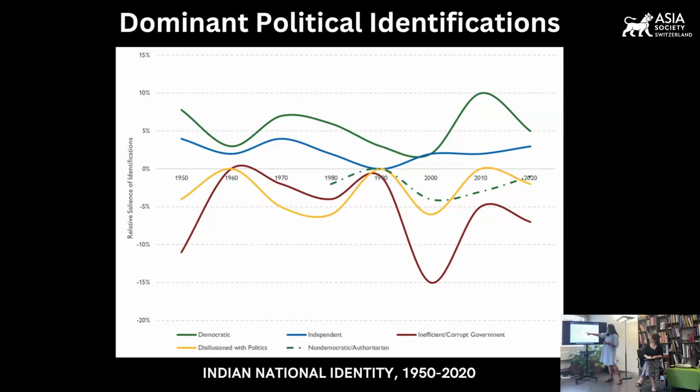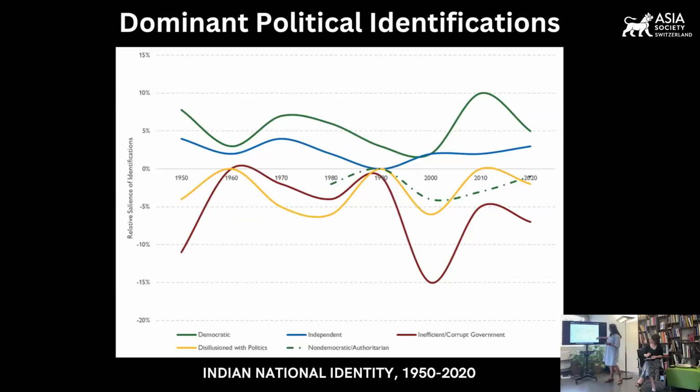And since 1980, we've seen a counter-identification emerge of a non-democratic and authoritarian India. So at times when democracy has dipped especially low here, starting in the 1980s, right, where Indira Gandhi's rule was moving in a more autocratic direction towards the end of her government, concerns started emerging that India was heading in a more non-democratic and authoritarian direction.